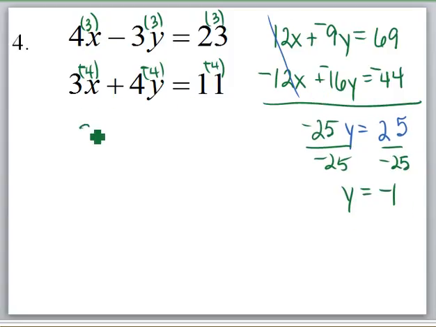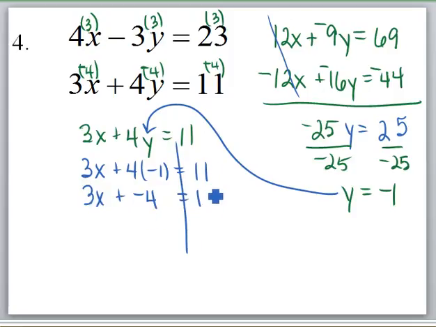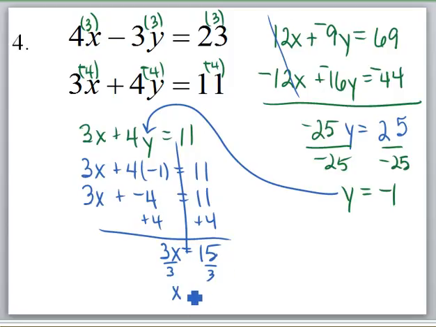I'm going to go ahead and pick the second equation to plug this back into just because it's all positives, and I like all positives. So I'm going to plug this back in for the y because that's what y equals. So I have 3x plus 4 times -1 equals 11. So when I solve this equation, I have 3x plus -4 equals 11. Add 4 to both sides. 3x equals 15. Divide by 3. And x is 5. So I'm going to get my answer of (x, y).